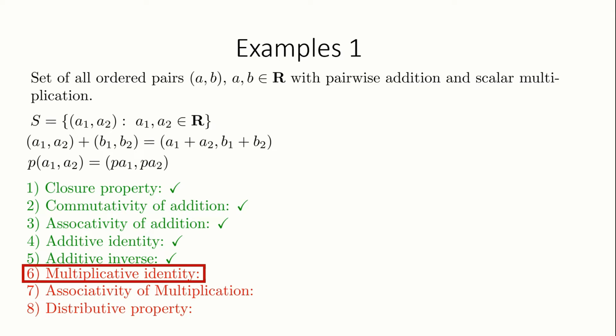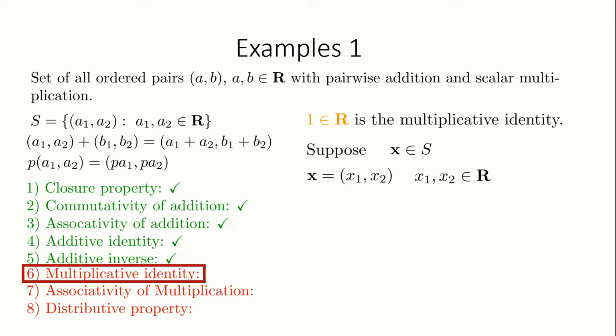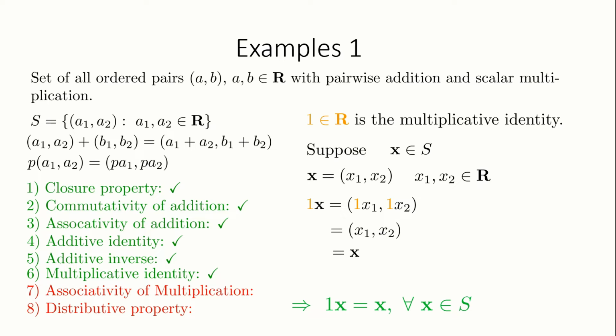Existence of multiplicative identity. The real number 1 is the multiplicative identity. Let's verify it. x is any element of the set S. Multiply 1 with x and the resulting element is again equal to x. Multiplicative identity exists. I again emphasize that the multiplicative identity is a scalar and belongs to the field of scalars, which is the set of real numbers in this case. But the additive identity is a vector.